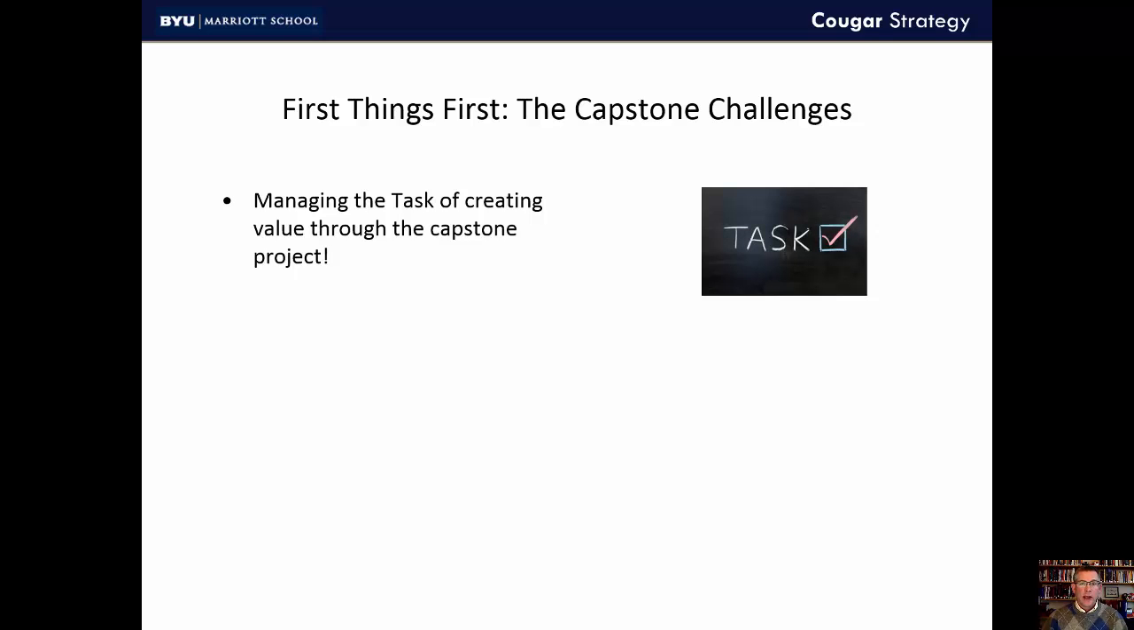First, you have to manage the task. You have to actually do the research, do the technical work, meet with a client, ascertain information, analyze data, and come up with a set of recommendations. That's a very, very important part of the project.